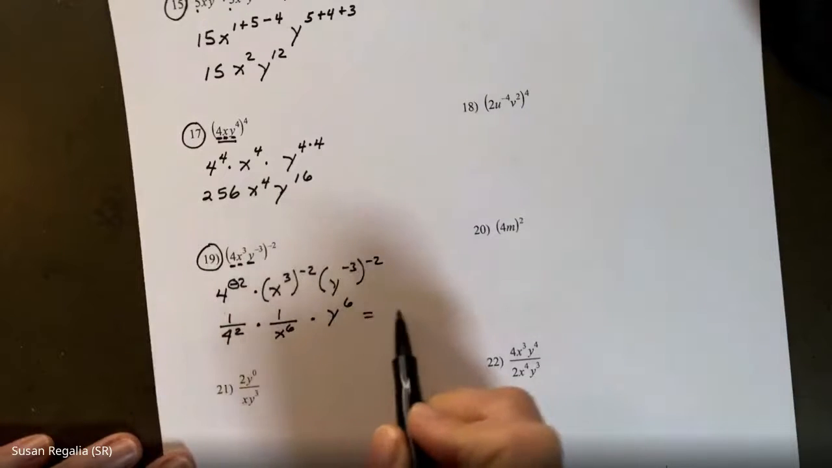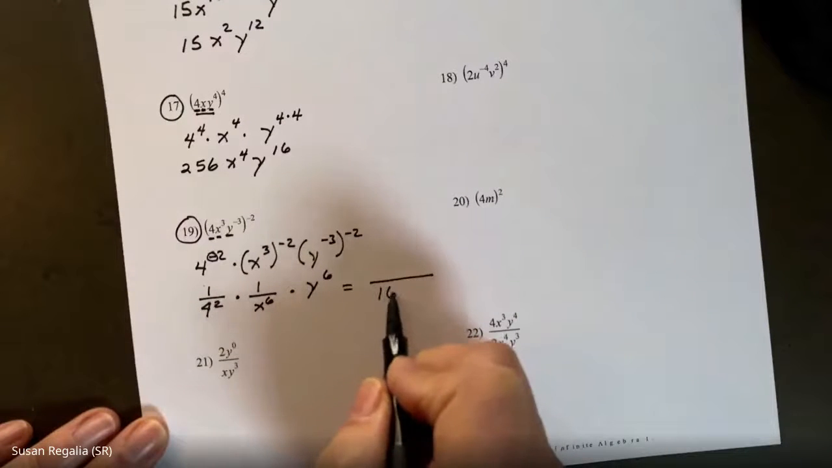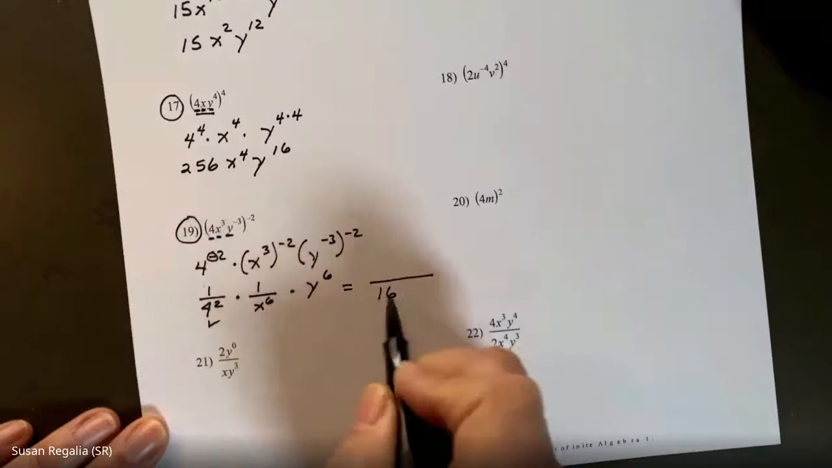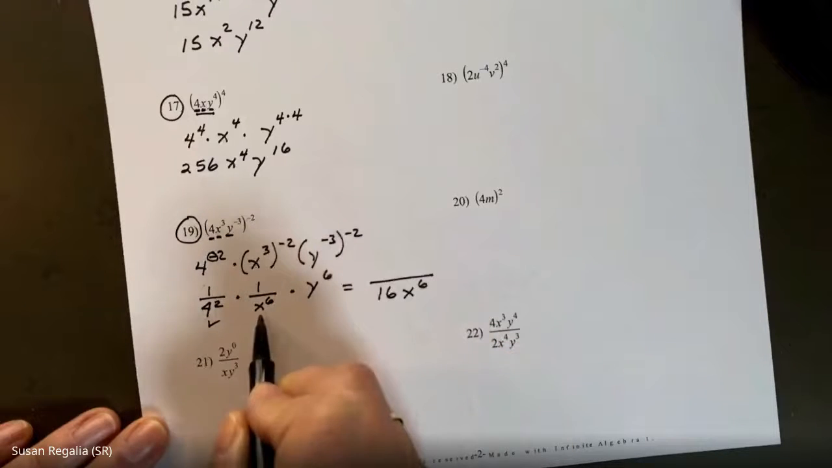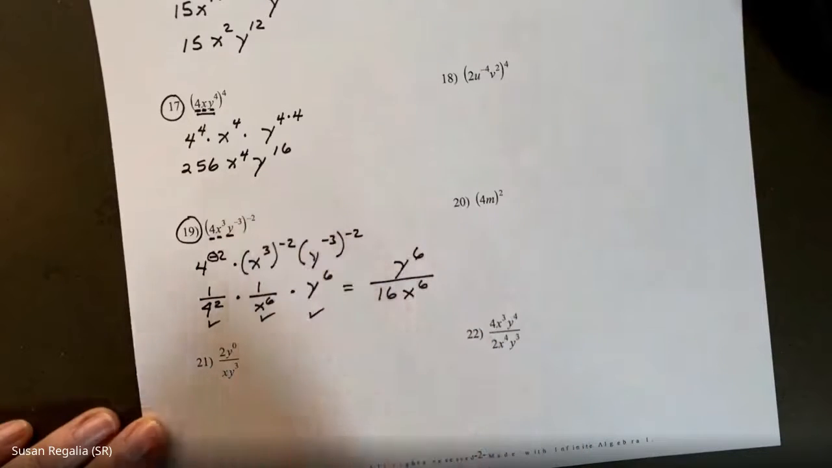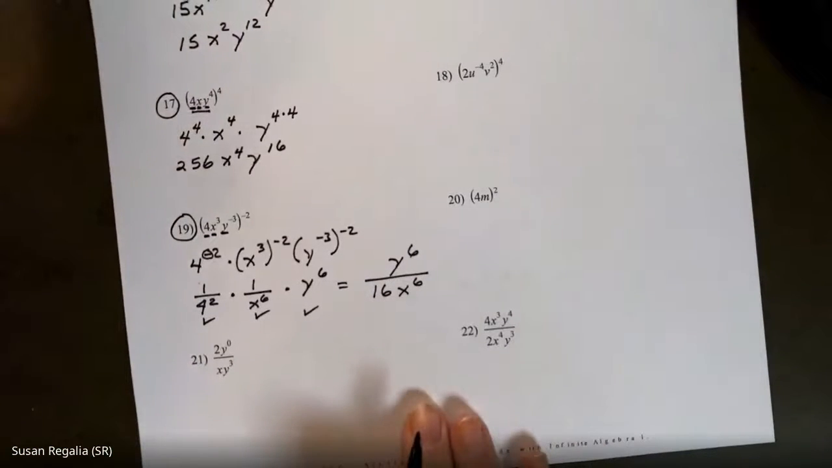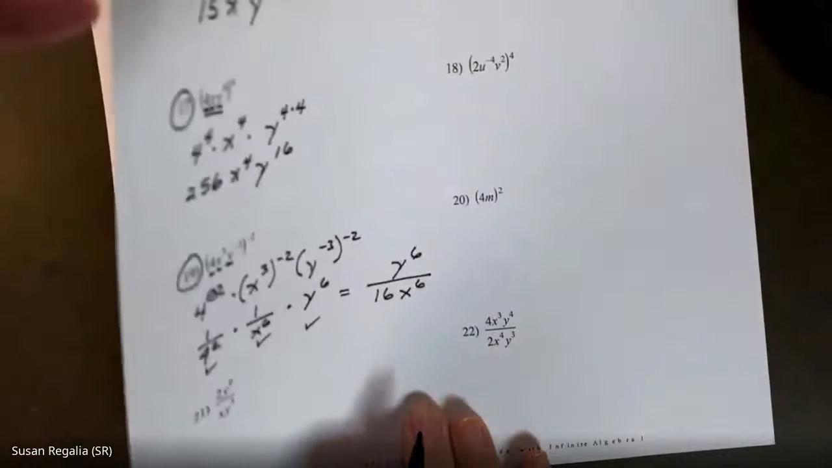So collecting these all together in one fraction, I have a 16 in the denominator for the 4 squared. I have an x to the 6th in the denominator for the second term, and I have a y to the 6th in the numerator. So y to the 6th over 16x to the 6th. And I think that's it for today.